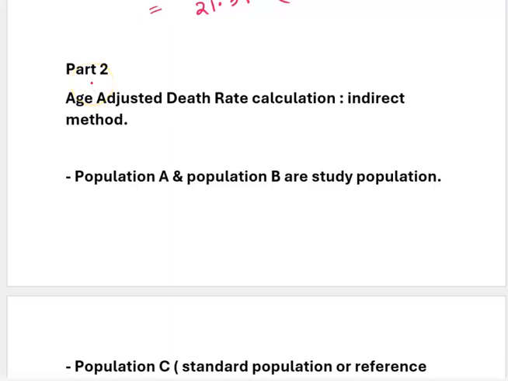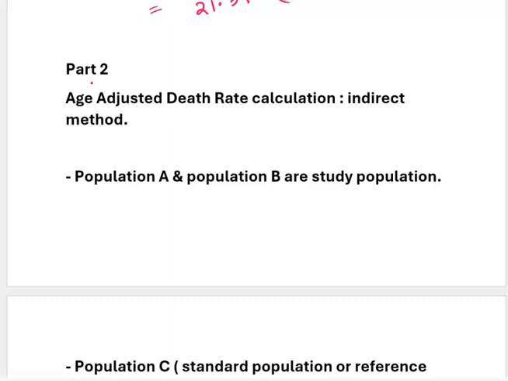Today I'm going to discuss how to calculate age-adjusted death rate by using the indirect method. We have two populations, A and B. These are the study populations. We would like to compare death rate in each age-specific subgroup in these two populations. But we don't know all the data about populations A and B.